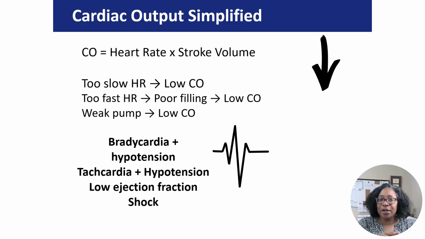And remember, cardiac output is how much blood leaves the heart every minute. So when you see a patient with bradycardia, so low heart rate, and hypotension, think cardiac output problem. If they have tachycardia, the heart's beating too fast, and hypotension, think cardiac output problem. A low ejection fraction, so that means that the heart isn't pumping effectively, or shock, all of those will let you know that the patient is having a cardiac output problem.